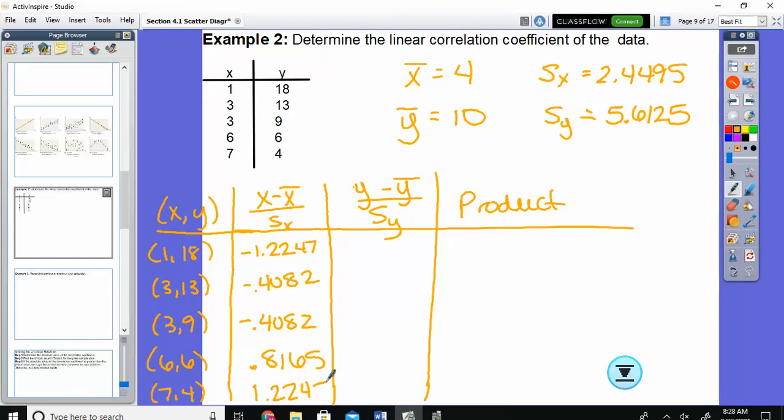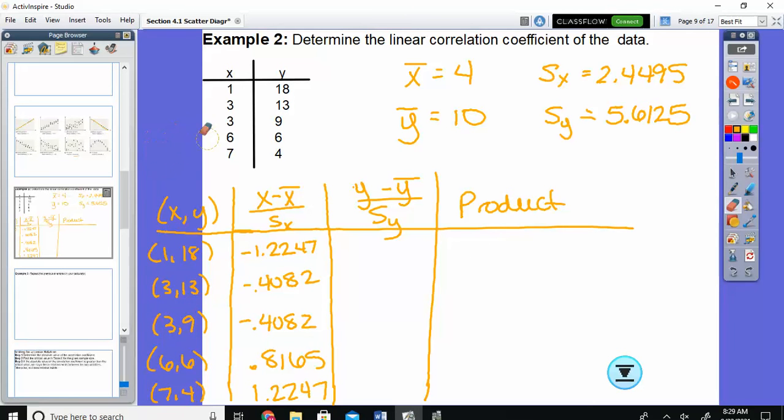Make sure you try at least one of these on your calculator so you can make sure you are understanding where my numbers are coming from. I just did my x, so for the first one it was 1 minus the mean of x divided by the standard deviation of x. So everybody know where I got those numbers?